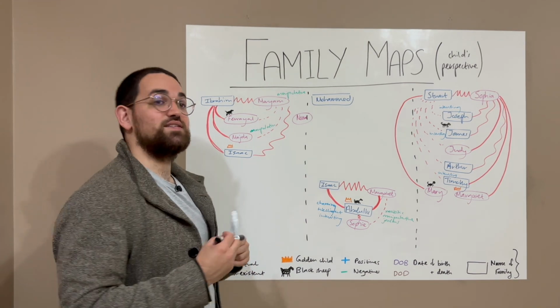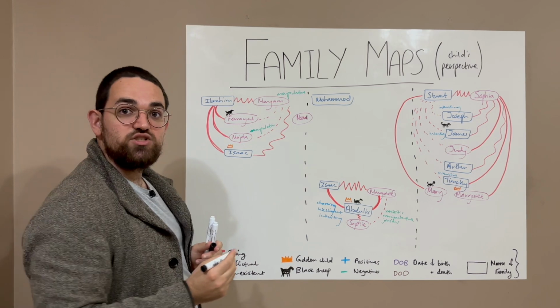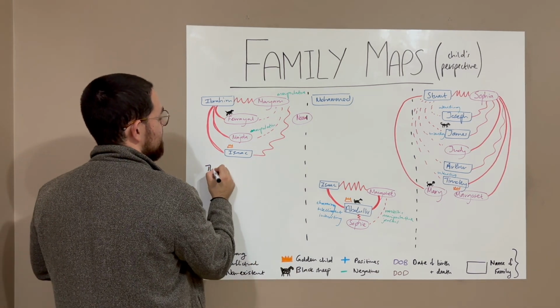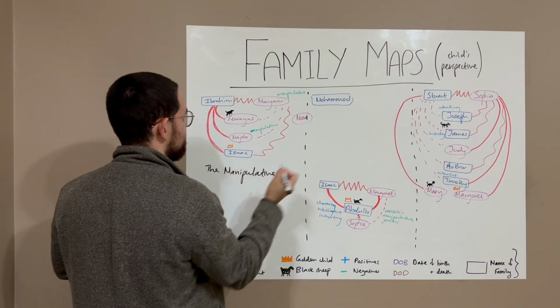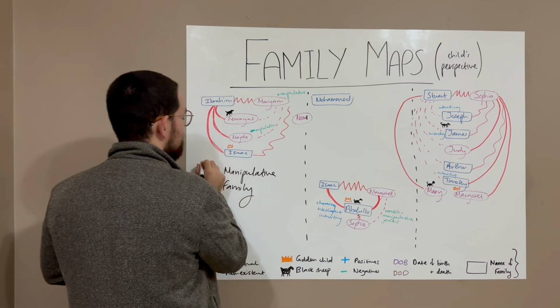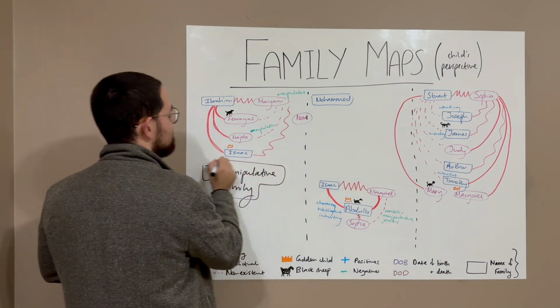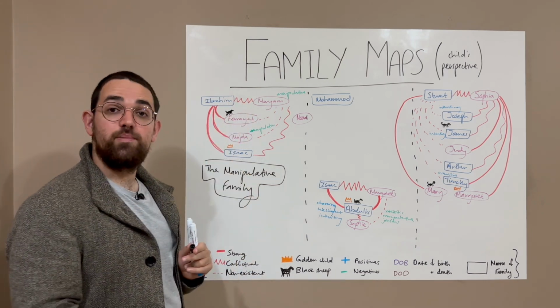So let's say, for example, this family, there's a lot of manipulation. So I might call them the manipulative family. I don't know why I'm going for this negative trait, but it exists. Things happen. And this isn't necessarily the ultimate truth, right? But this is your truth based off of what you've experienced. So let's say the dad's family is called the manipulative family.